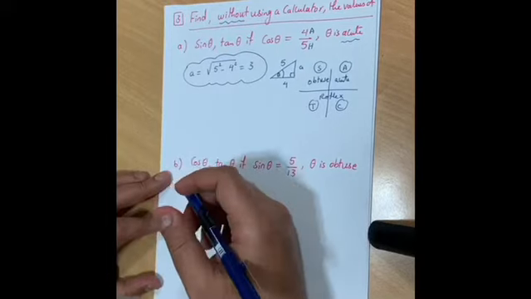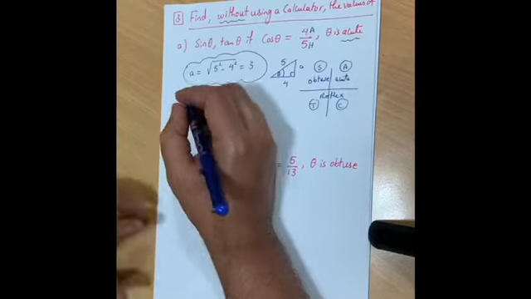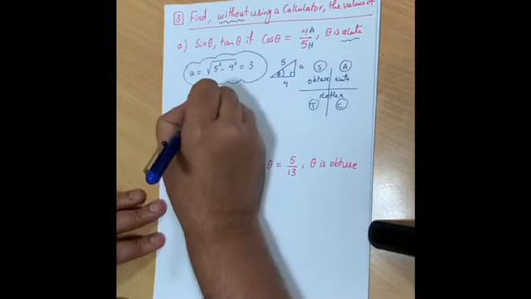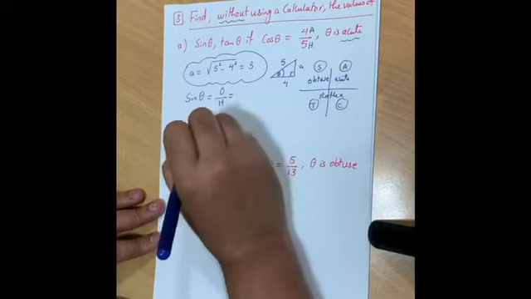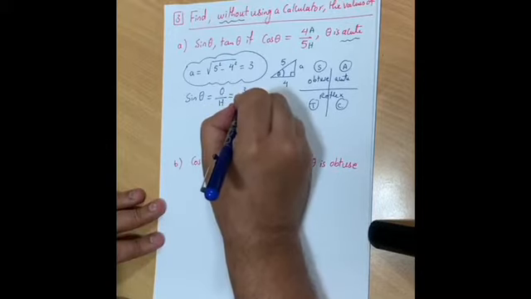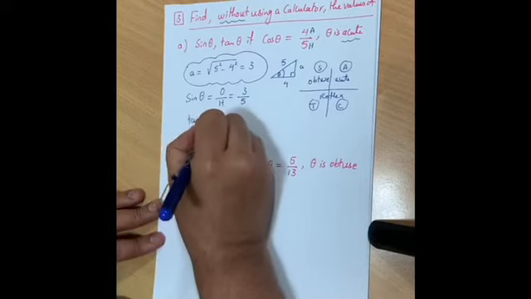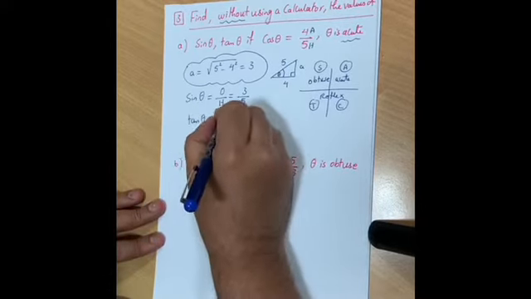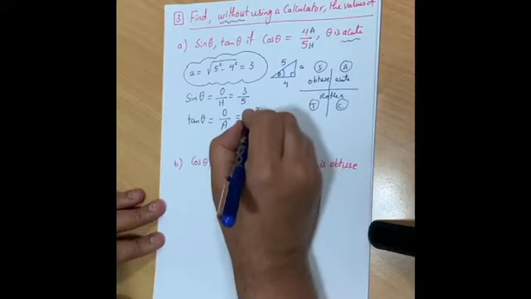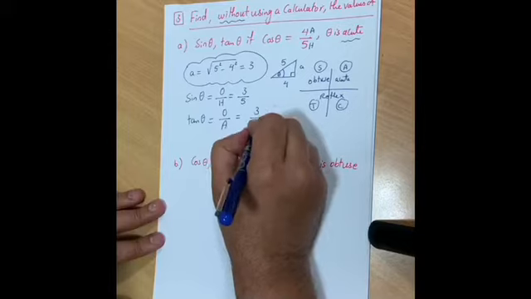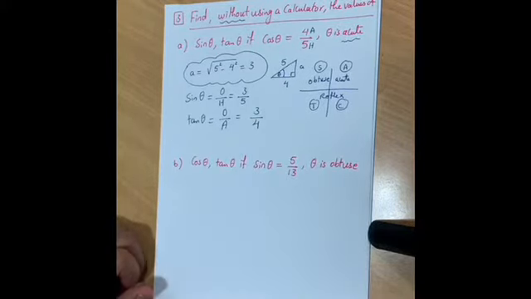So what you're supposed to do now, now we got the opposite, sine theta is opposite over hypotenuse. Opposite is 3, hypotenuse is 5. What about tan theta? Tan theta is opposite over adjacent. So opposite, which is 3, and adjacent is 4. And as you see, both of them take a positive sign.